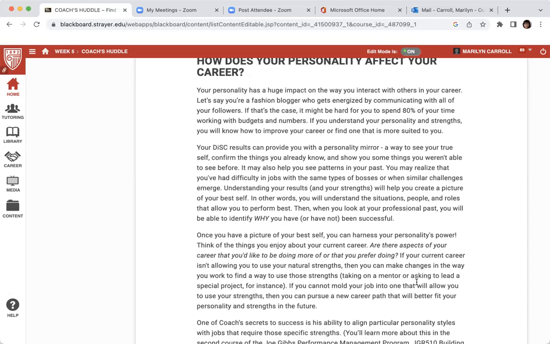Taking on a mentor, or asking to lead a special project, for instance. If you cannot mold your job into one that will allow you to use your strengths, then you can pursue a new career path that will better fit your personality and strengths in the future.